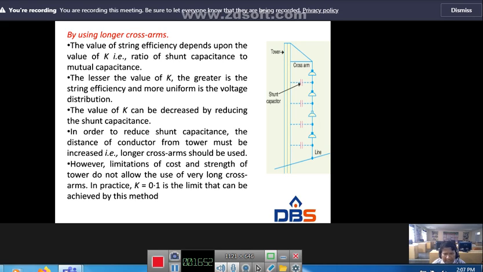The value of K is decreased by reducing the shunt capacitance, and by reducing it we can improve the efficiency. In order to reduce the shunt capacitance, the distance of the conductor from the tower must be increased, that is, longer cross arms are used. However, the limitations of cost and strength of towers do not allow the use of very long cross arms. In general, the practical value of K that can be achieved by this method is 0.1.